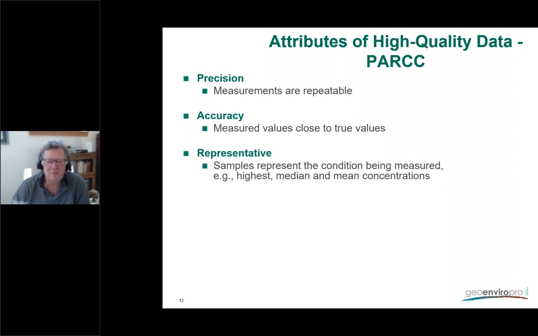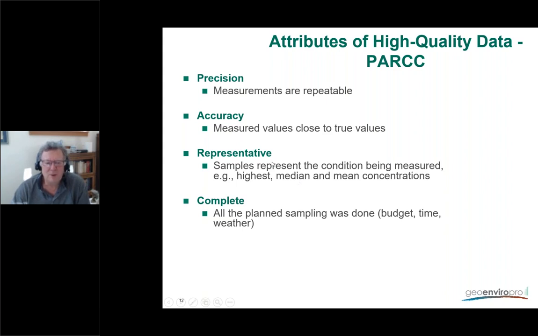And you're not just taking a one-off high number and getting everybody to overreact. But we can talk about that later too. Complete for quality assurance. This is a pretty simple one. Did you actually do everything you said you were going to do? Did you get all the samples from the right places?